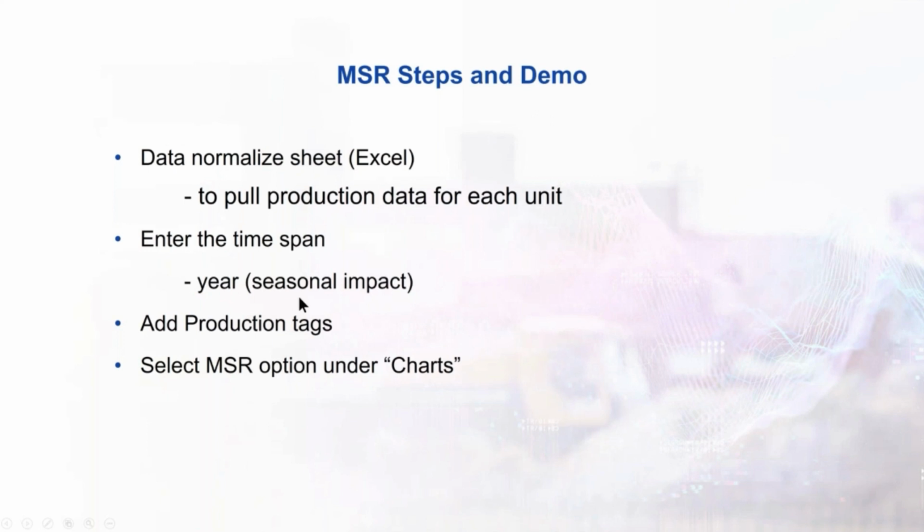If you don't have seasonal data, then you simply need to identify a period that you say is representative of normal operation and the distribution of your ups and downs. So we pick a year. And then you add the production tags to the Excel sheet. And then we're going to get the data and select an MSR option under charts to create the display.